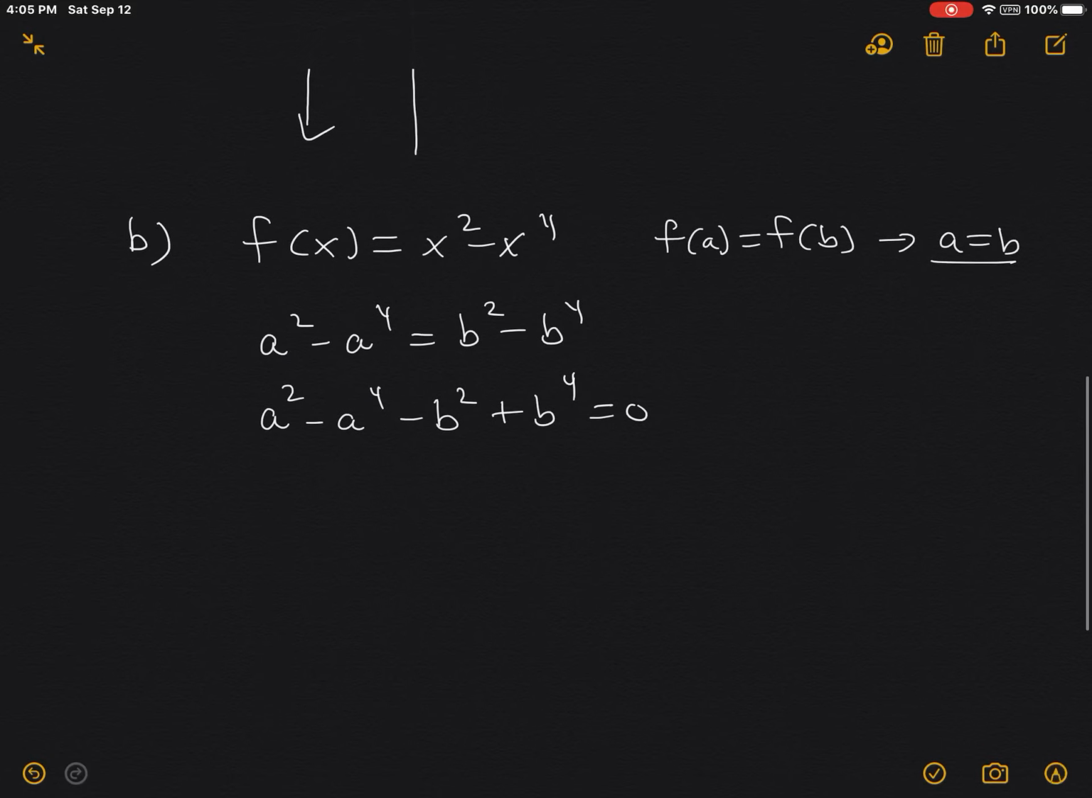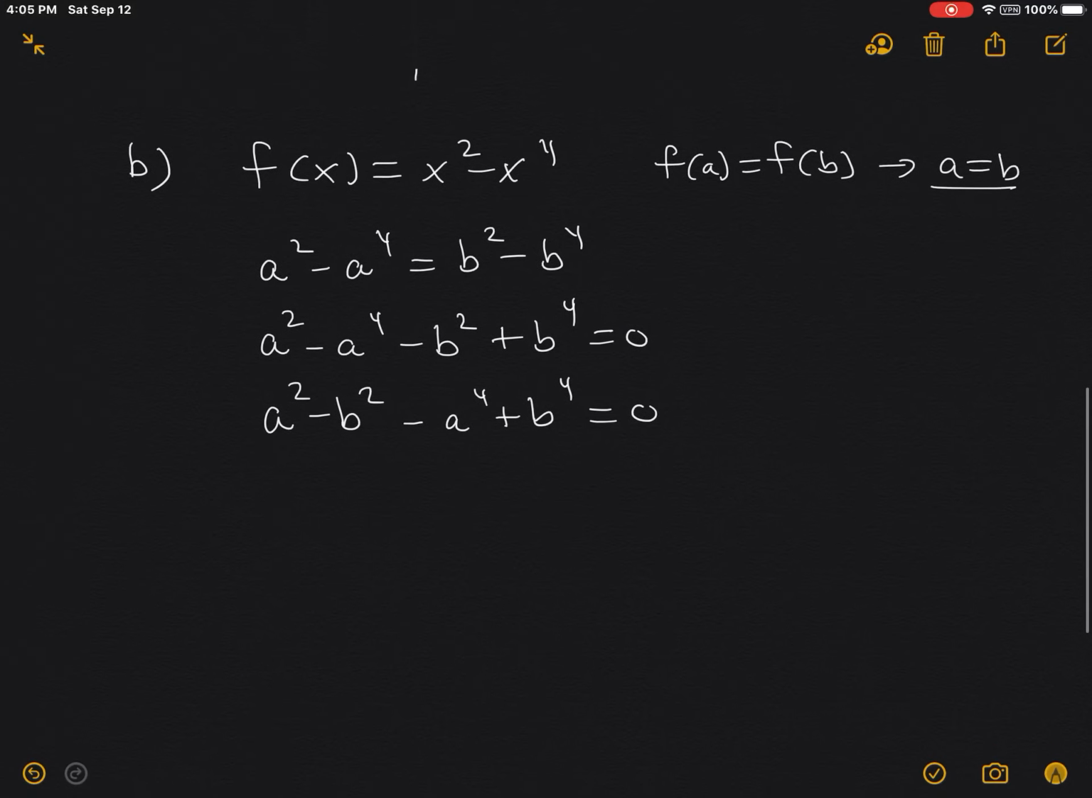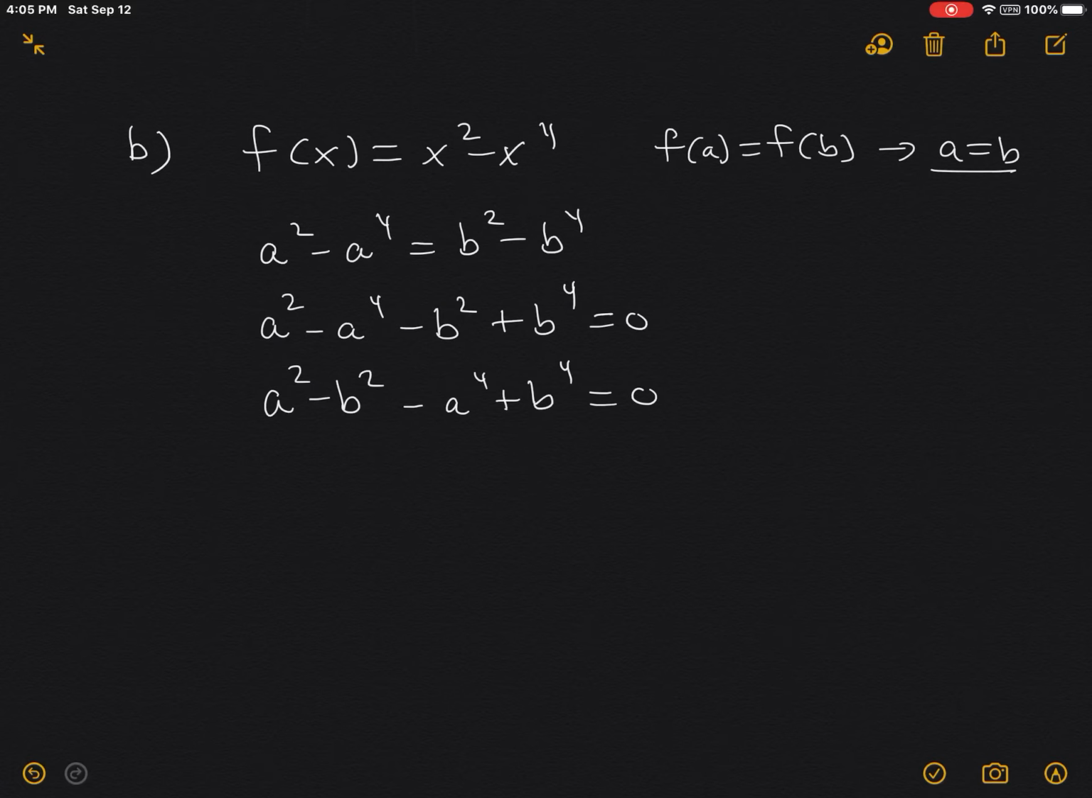Minus b squared plus b to the fourth is equal to 0. Now, when you see a bunch of terms like this, what you want to do is a little bit of factoring, and you want to group specific terms together. The terms I'm going to group together are a squared minus b squared, and then over here, I have negative a to the fourth plus b to the fourth. So what I did was rearrange some terms.